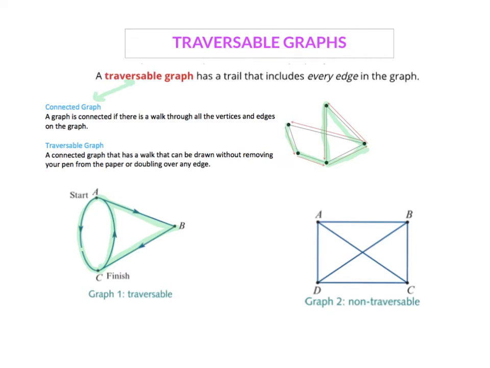If you look over at this other graph network, it's not traversable because I can't do that. You could try it a million ways, but I can't. I'm going to double over. So you can see I start doubling over to try and get to every vertex and every edge. So a traversable one is when you can do that.